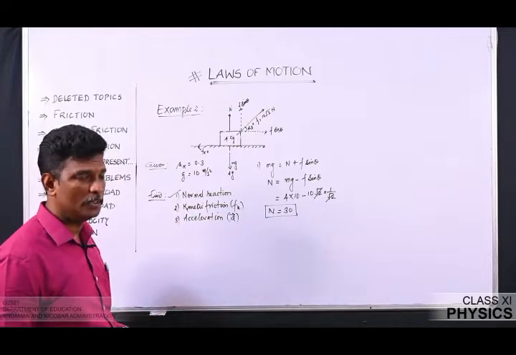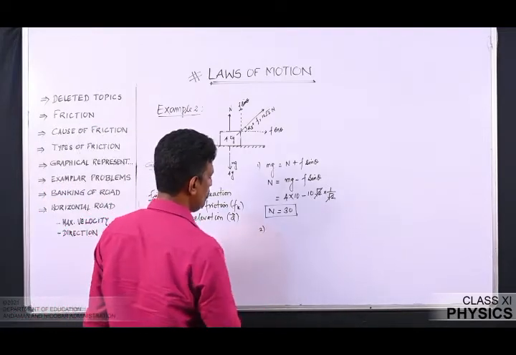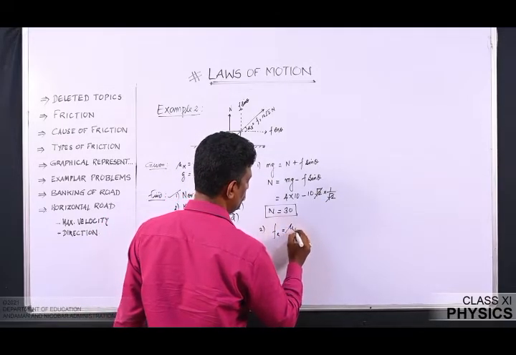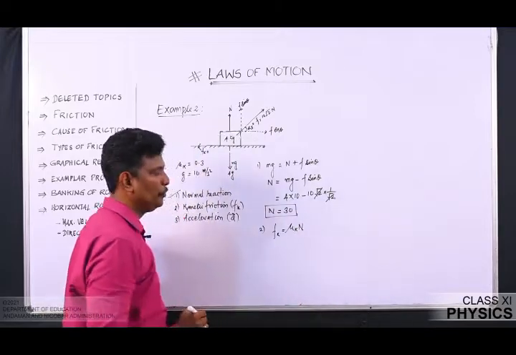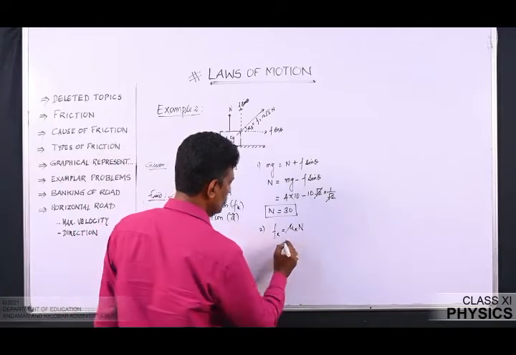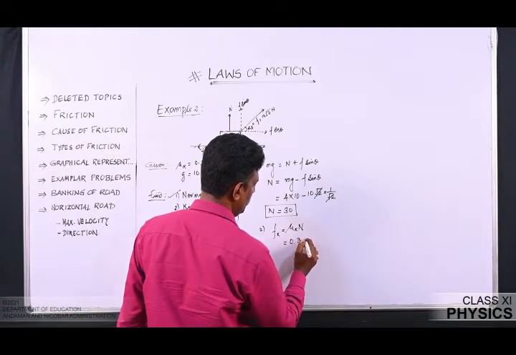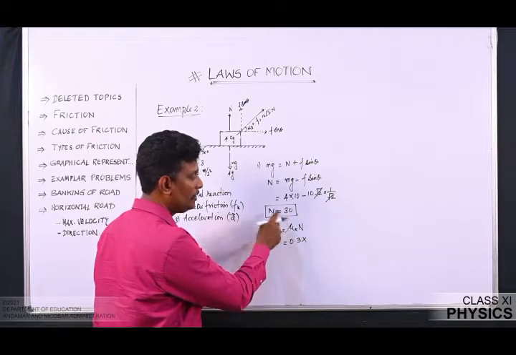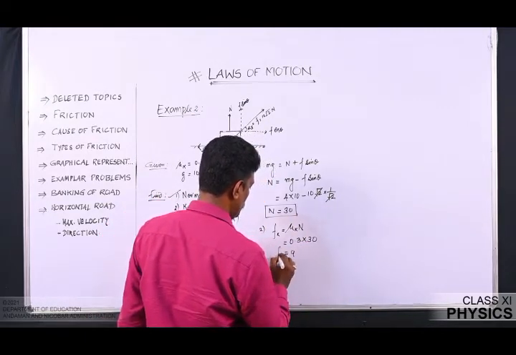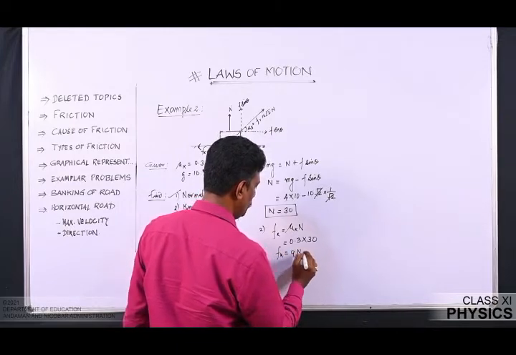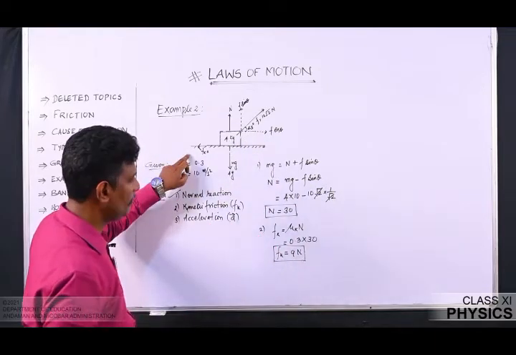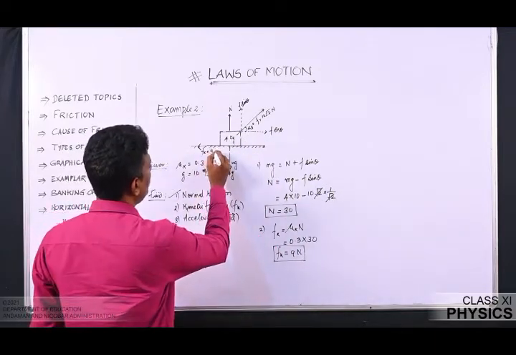Second, kinetic friction. So, what is the formula? Kinetic friction, Fk is equal to mu k N. What is the value of mu k given here? 0.3. So, 0.3 into N, which is already calculated, 30. So, this becomes 9. Fk is equal to 9 Newton. So, we can represent this Fk we have calculated, this is 9 Newton.